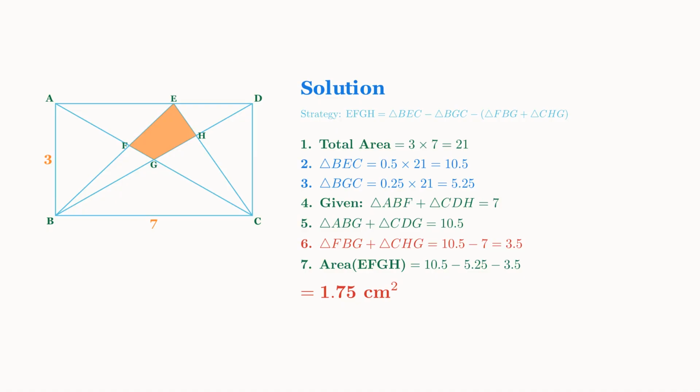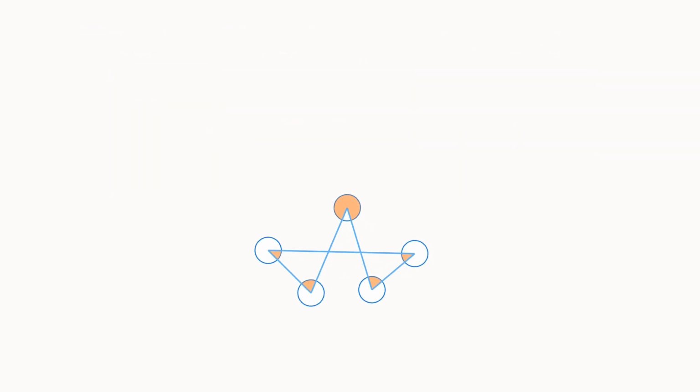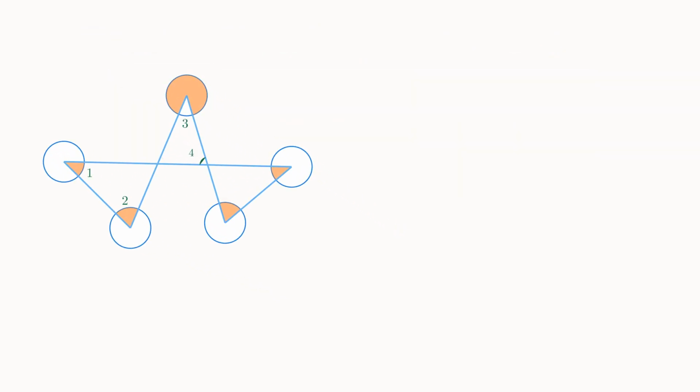Nicely done. Ready for the next one? 5 circles, each with radius 7, form a star pattern. We need to find the total shaded area inside the circles. Let's label all 7 angles formed by the star. Notice how these angles relate to each other through the triangles.